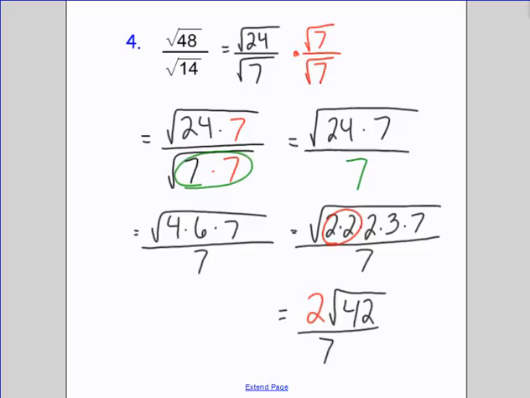Check to see if you're done. Are the numbers not under the radical able to simplify? 2 over 7? No. And then we already broke down the radical, so that is done.